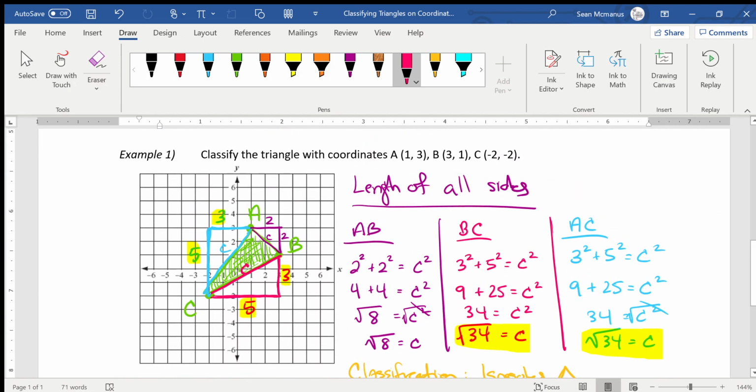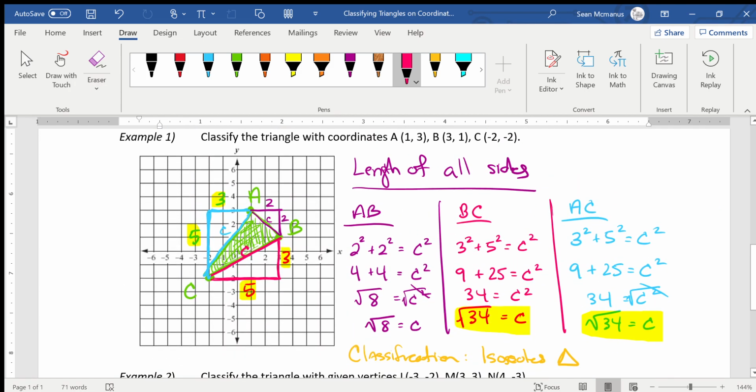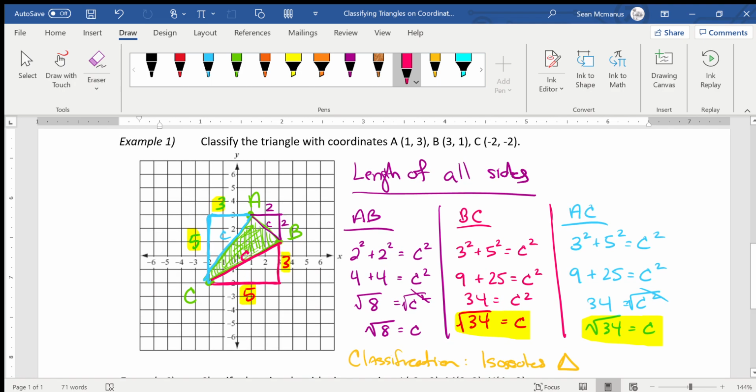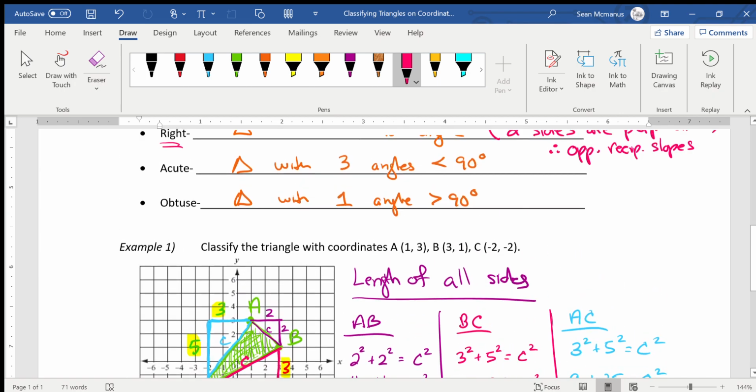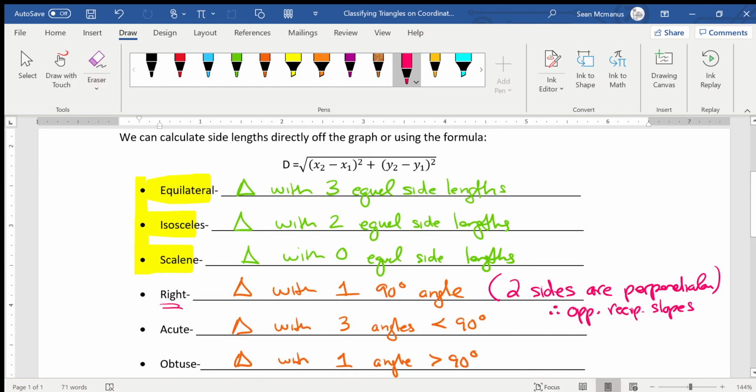All right, so right now, kind of our have-tos. I always like to think of what we have to know. We have to be able to use the Pythagorean theorem to find the length of three sides and determine from those lengths, are there 0, 2, or 3 congruent sides? And then that would tell us 0 would be scalene, 2 would be isosceles, 3 would be equilateral.